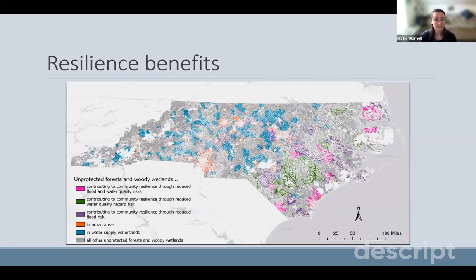We also looked at resilience benefits. So there were a number of different benefits to communities, which were collectively defined as resilience benefits, that protecting and enhancing the natural and working lands, particularly things like forests in the floodplain or wetlands, lots of these are related to water quality or water quantity, can help to provide.